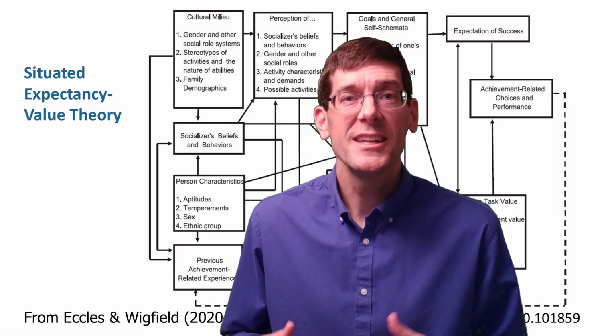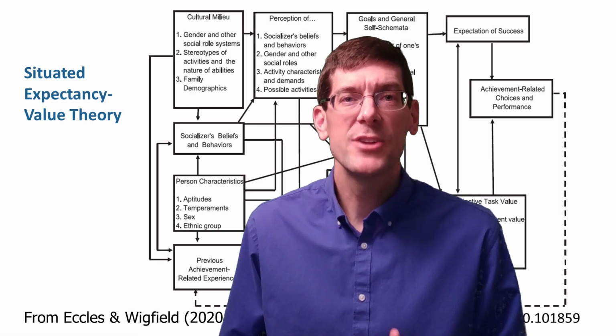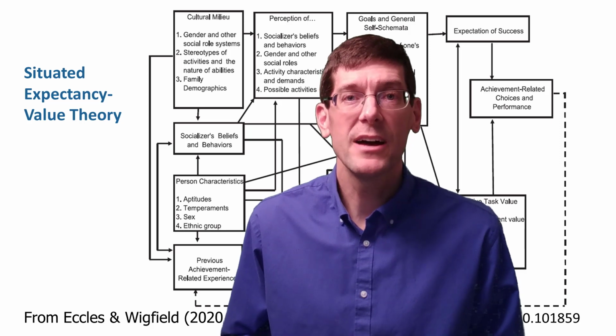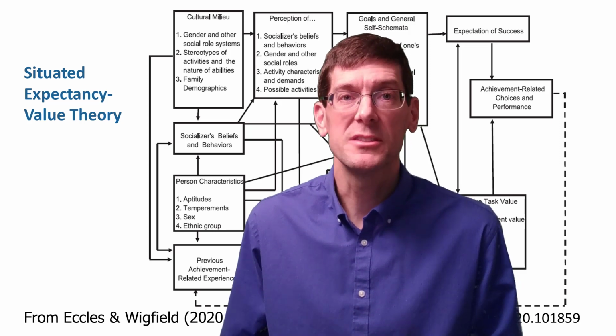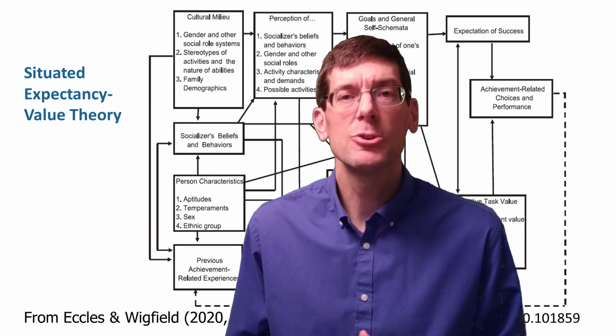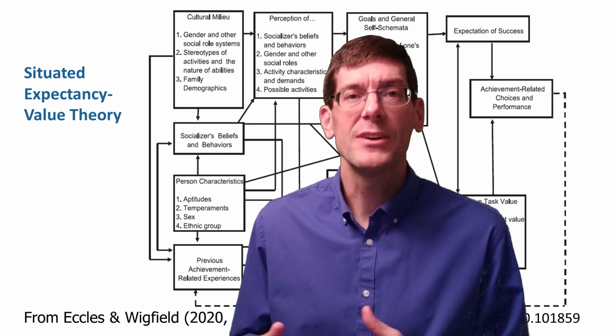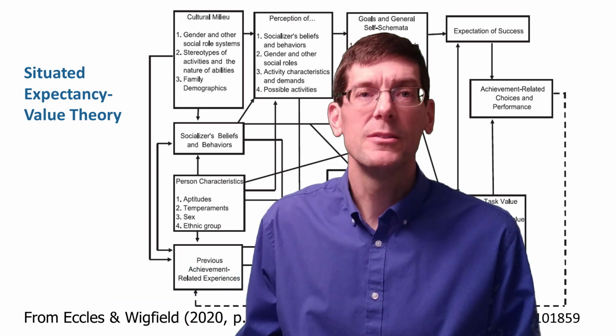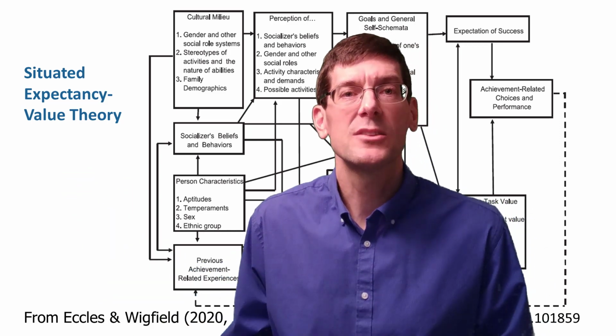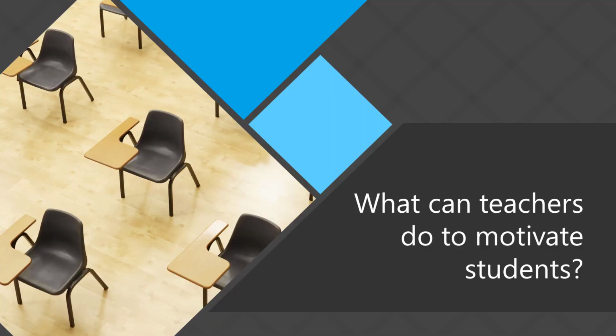Jackie Eccles and her colleagues initially developed the model to help explain gender differences in math expectancies and values, and how these influenced girls' and boys' choices of math courses. They had reason to believe that these choices were influenced by culture and social factors, which is why all of these factors are included in the model. So that brings us to the next question. What can teachers do to motivate students?